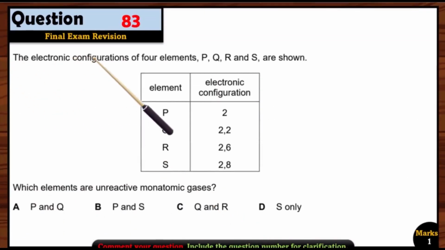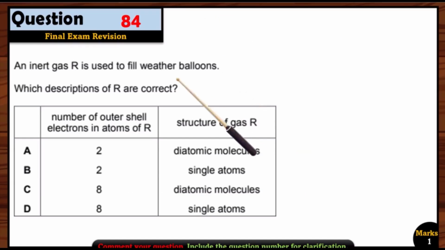Question 83. The electronic configuration of four elements P, Q, R, and S are shown. Which elements are unreactive monoatomic gases? For that, the shell should be full, right? S has 8 electrons in the outermost shell, so it is a monoatomic gas. Where can we find S? In D and B. Now the B has option P also. Is it right? Yes, that's also right, because helium has only 2 electrons in the first shell and we just need 2 electrons. So it has a full outer electron shell. That's why P is also a right option. P and S, that is option B. Option B is correct.